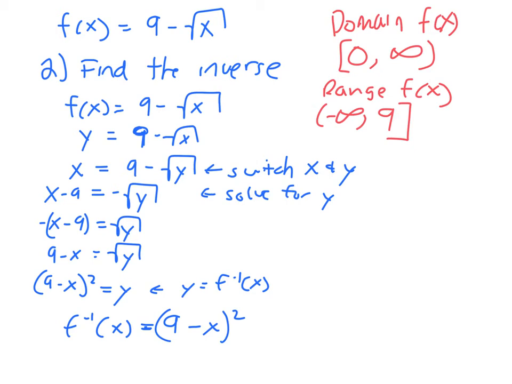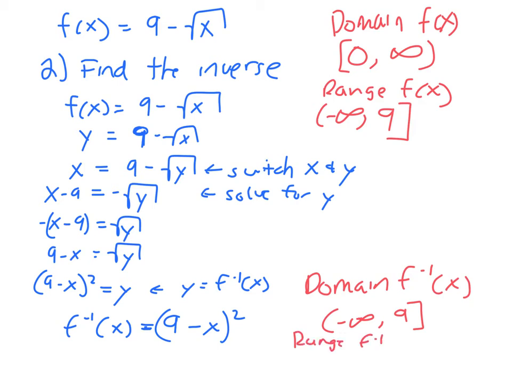Okay, so earlier when we were talking about the properties of inverse functions, we mentioned that the range of f of x is the same as the domain of f inverse of x. So the domain here of f inverse of x would then be negative infinity to 9. And then the range for f inverse of x would be the same as the domain of f of x. So it would be 0 to infinity.